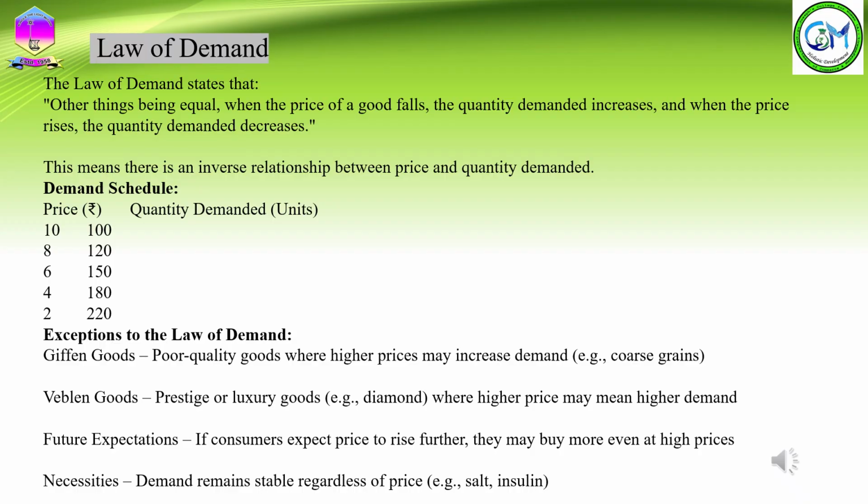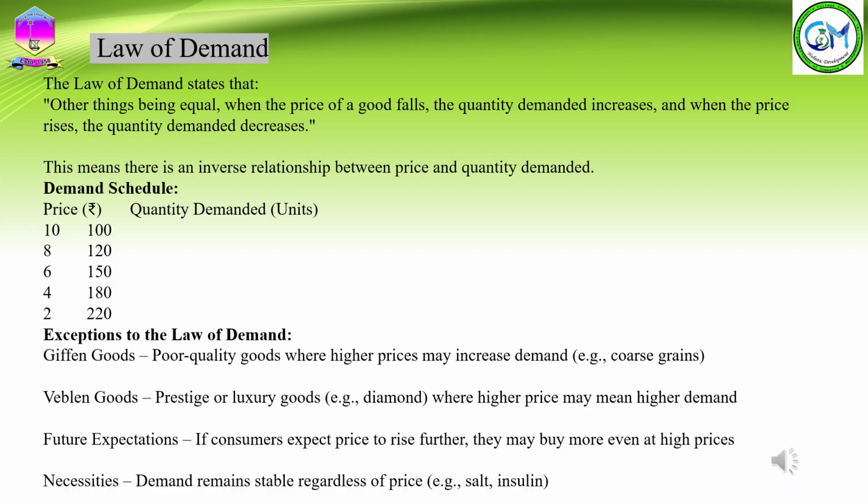Demand schedule: if the price of the commodity increases, the quantity demanded decreases. If the price of the commodity decreases, the quantity demanded increases. There are some other explanations of the law.